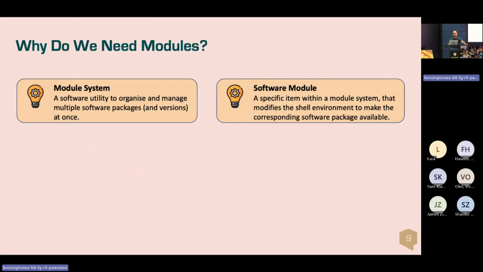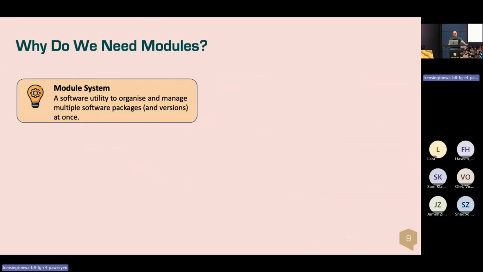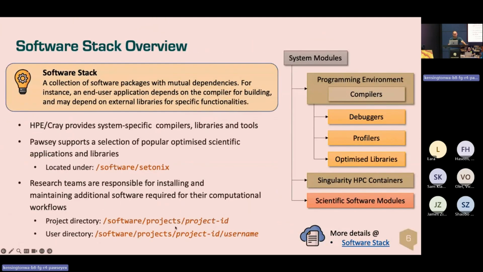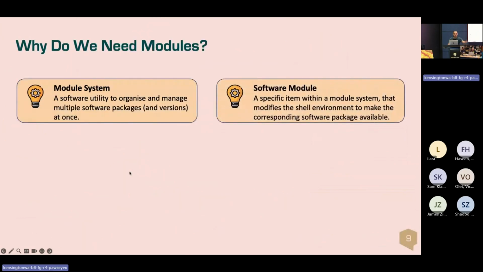We do not install software under the usual Linux locations, but we install them, as shown before, under the software Cetonix location. That is not a location that is known by Linux, but we make it available and known to the Linux system through this module system. So a software module is basically a file that contains commands that set the shell environment such that the computer then can find the files of the software you want to load.